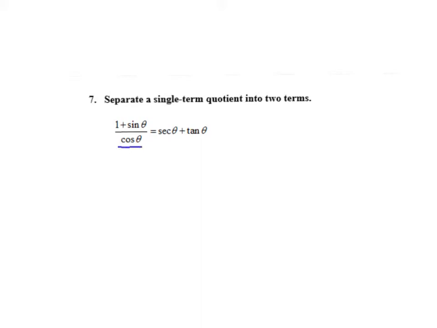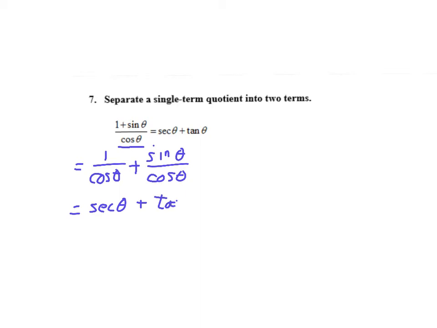So we'll take this one term, which is cosine theta, and we see an addition on the right side, so we know we have to have two different terms. So we're just going to split it up into 1 over cosine theta plus sine over cosine. And then we have exactly what we want. 1 over cosine is secant theta, and sine over cosine is tangent theta, and we are done.